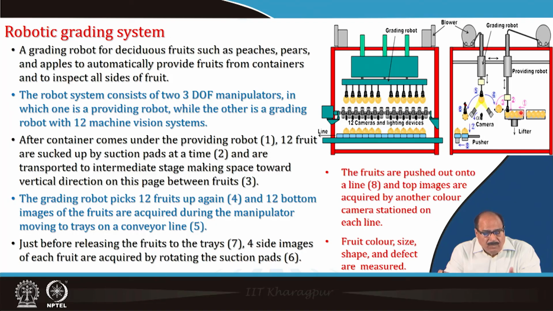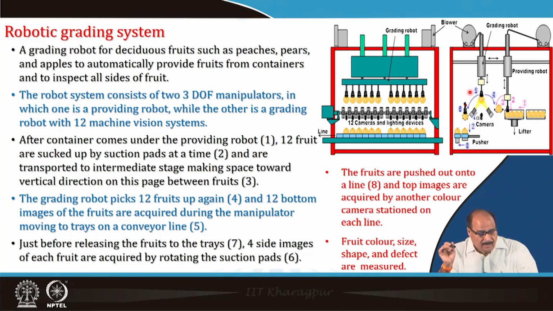After the container comes under the providing robot, you can see here in the figure that is 1, then 12 fruits are sucked up by the suction pads at a time, that is 2, and are transported to an intermediate stage, marking space toward vertical direction between the fruits, that you can see here in 3. Then the grading robot picks 12 fruits up again, that is the fourth step, and 12 bottom images of the fruits are acquired while the manipulator moves to trays on a conveyor line, which is shown here by 5.